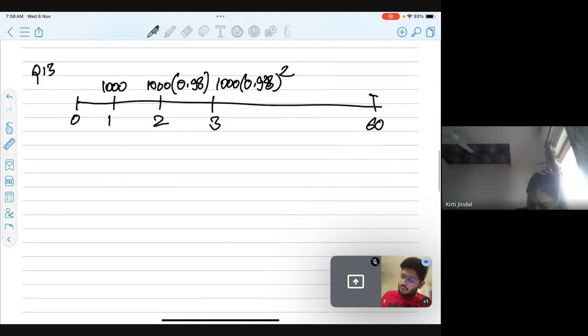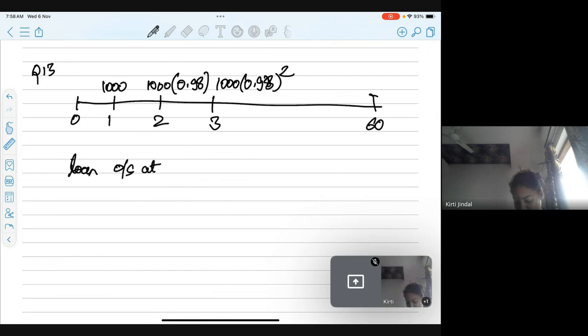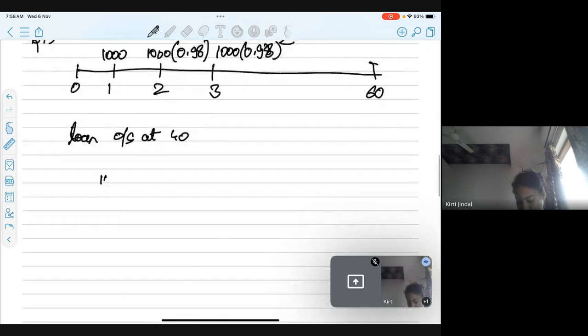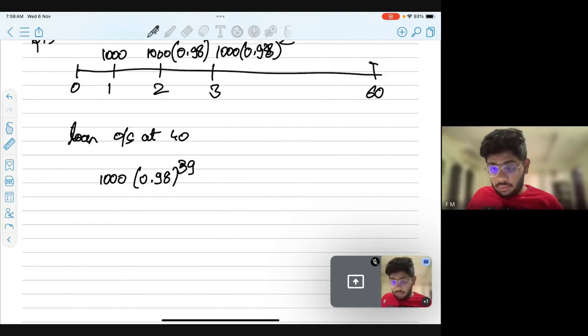So loan outstanding at 40th payment is 1000 times 0.98 raised to power 39, 820. How will it be A? I mean, okay, A20 at what interest?